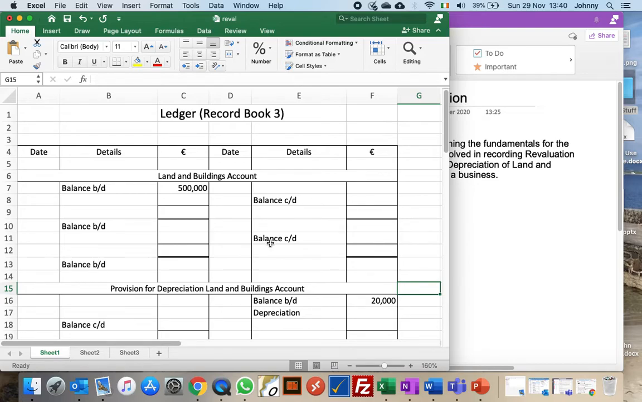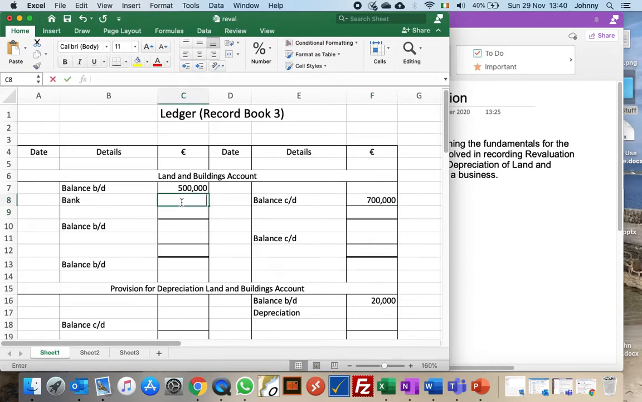Now, let's just say during the first year that we bought new buildings, so we might have bank, because we spent money, and let's say we spent 200,000 on buildings. That means our balance CD at the end of the year was 700,000, which would then carry over into next year and become our balance BD for next year.